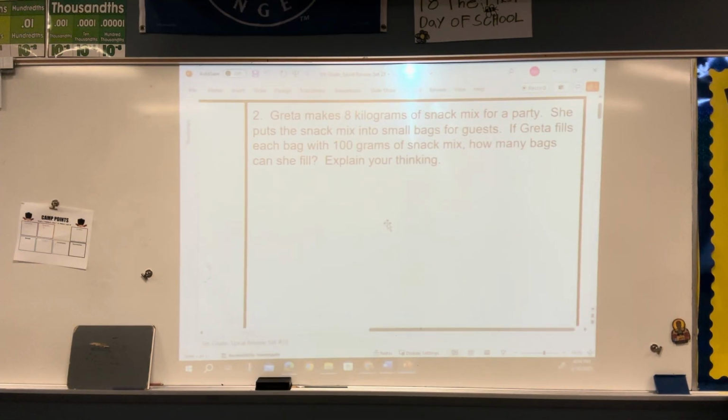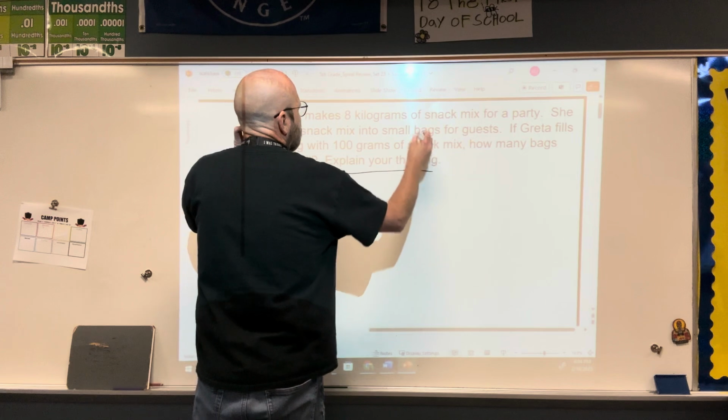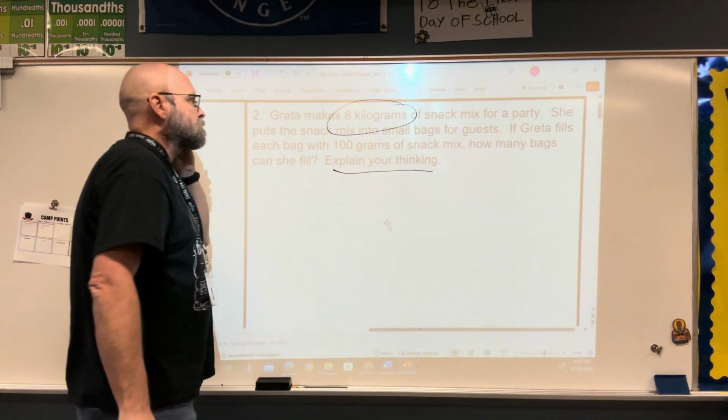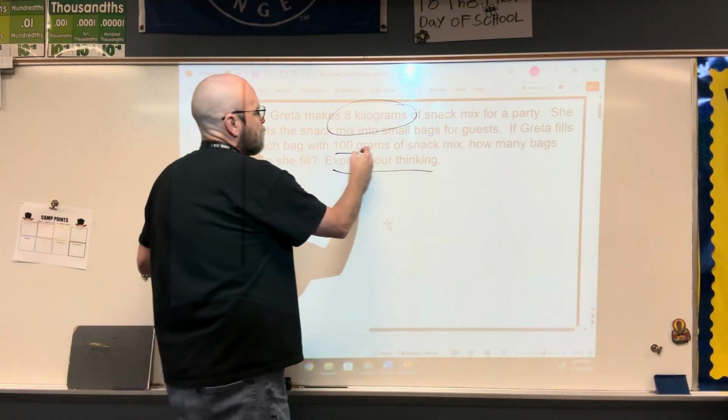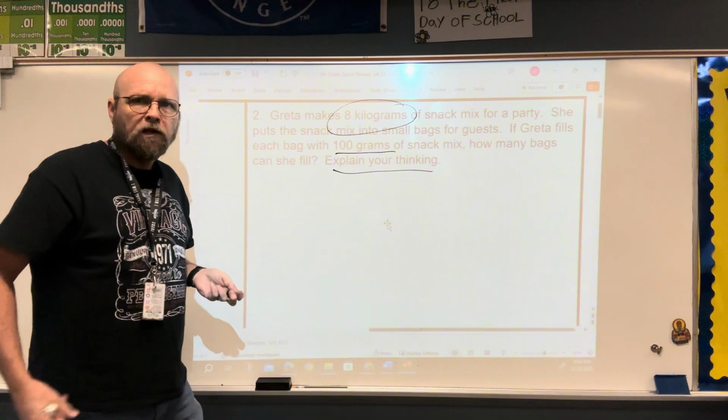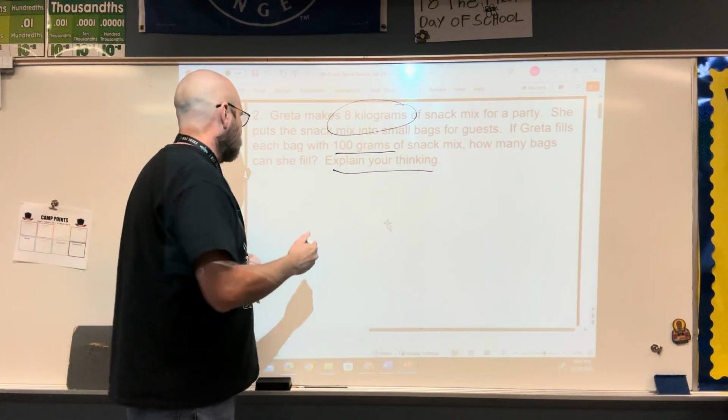Greta makes 8 kilograms of snack mix for a party. She puts the snack mix into small bags for guests. If Greta fills each bag with 100 grams of snack mix, how many bags can she fill? Explain your thinking. All right, so she starts with 8 kilograms, but she's putting it into groups with grams. So the first thing we need to know is how many grams are in a kilogram.